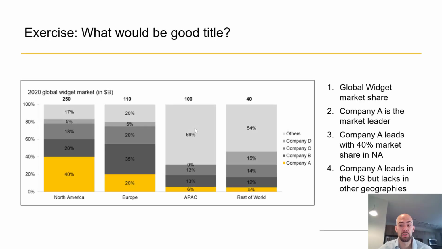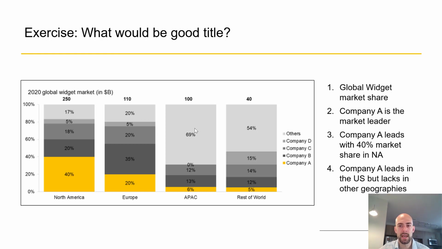Let's look at a couple potential titles for this slide. The first one, Global Widget Market Share. This is a fairly weak title. It simply shows you what the data is, but it doesn't give you any insight into the so what of the slide. Is there anything good, bad, or surprising that we could highlight here?